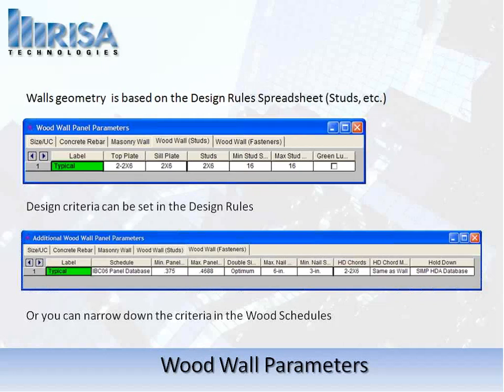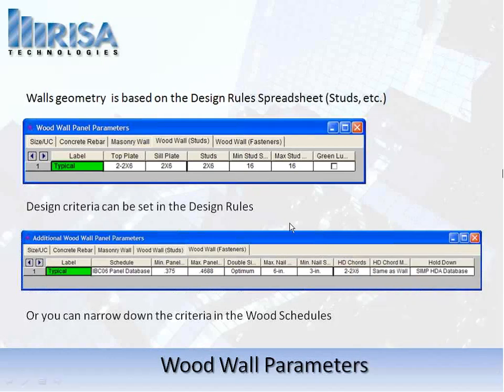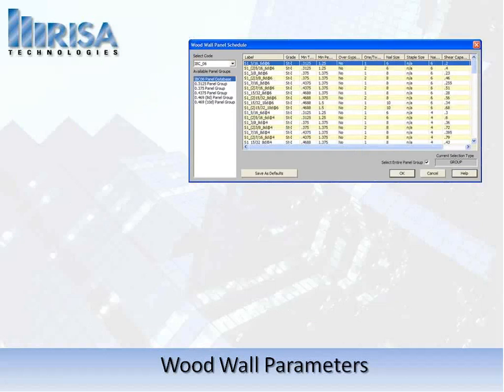And the last schedule we'll see is going to be the hold-down schedule. So there are two schedules. The first schedule is going to be your IBC 2006 panel schedule, and then the last thing is going to be your hold-down schedule. So let's look at these schedules in particular. This is going to be our wood shear wall panel schedule.